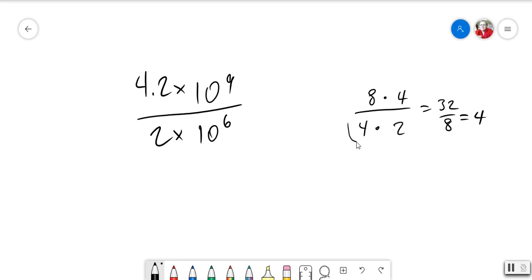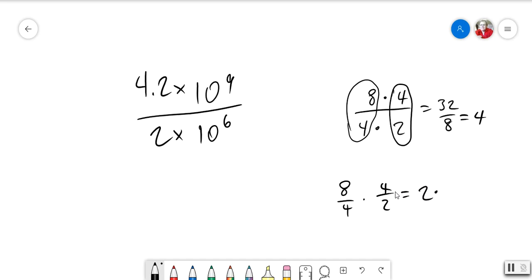Let's say I decided to break these up into 2 separate fractions. 8 over 4 times 4 over 2. 8 over 4 is 2, obviously. 4 over 2 is 2, obviously. 2 times 2 is 4. Which you will notice is exactly the same thing we had. So that is basically the same thing I'm going to do over here.